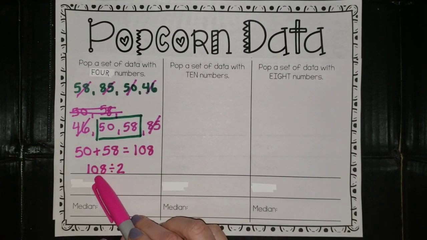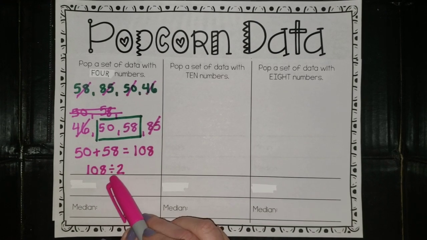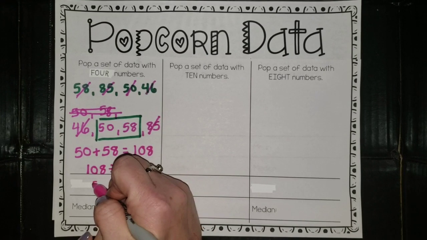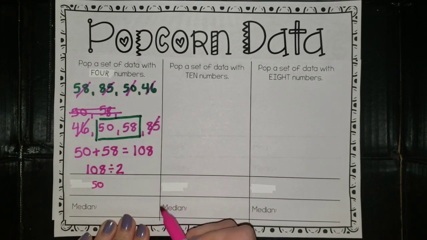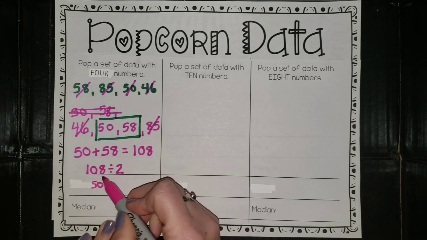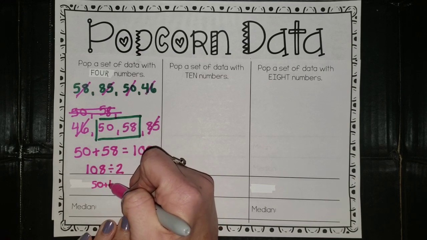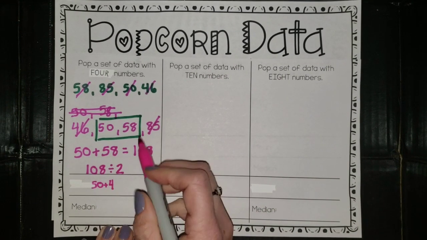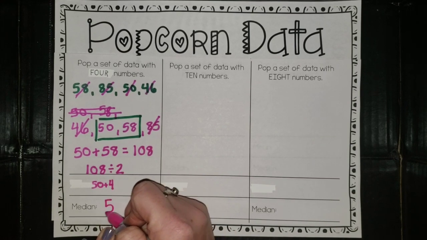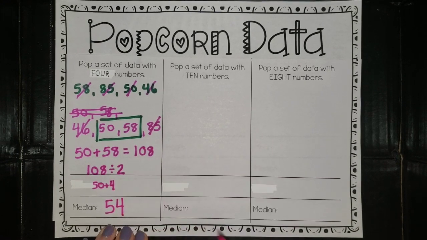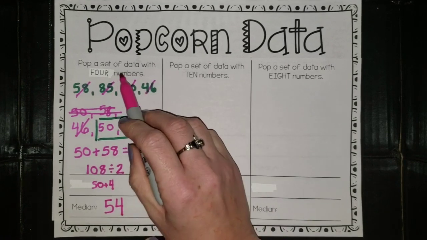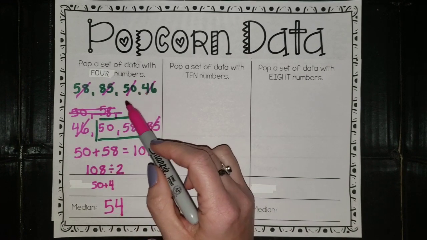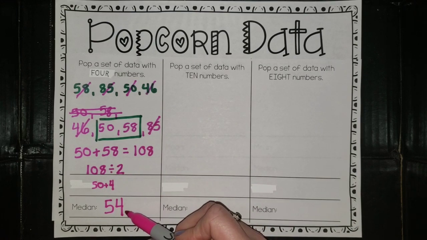So I know that 100 divided by 2 is 50. And I know that 8 divided by 2 is 4. And that 50 plus 4 is 54. So the median of this data set of 4 numbers is 54.